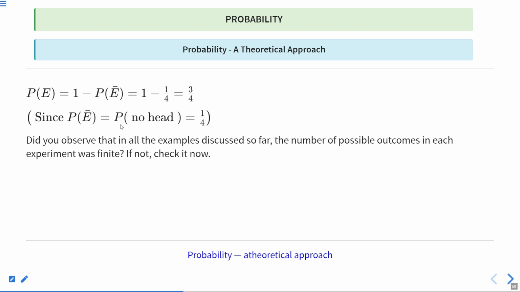Did you observe that in all the examples discussed so far, the number of possible outcomes in each experiment was finite? If not, check it now.